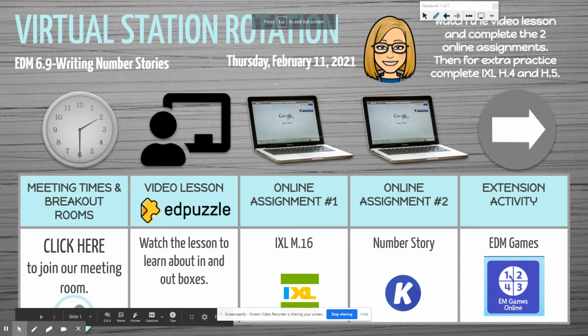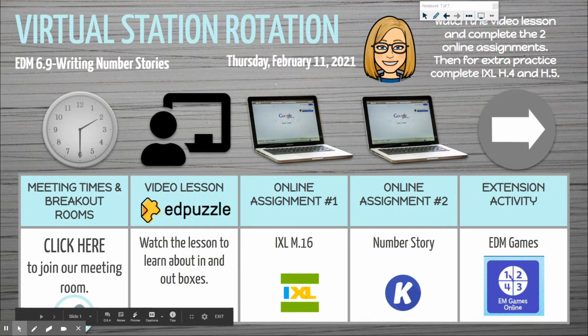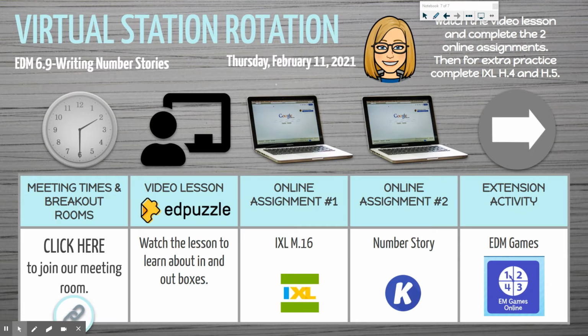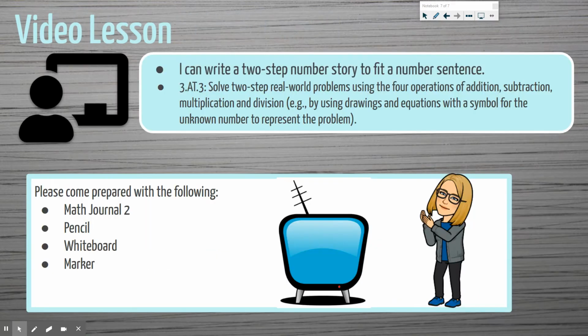Hey guys, today we are going to be working on Everyday Math Lesson 6.9, Writing Number Stories. So for our assignments today, you're going to be looking at IXL M16. You are also going to be creating your own number story, and then you're going to play some Everyday Math games to continue practicing your math fluency.